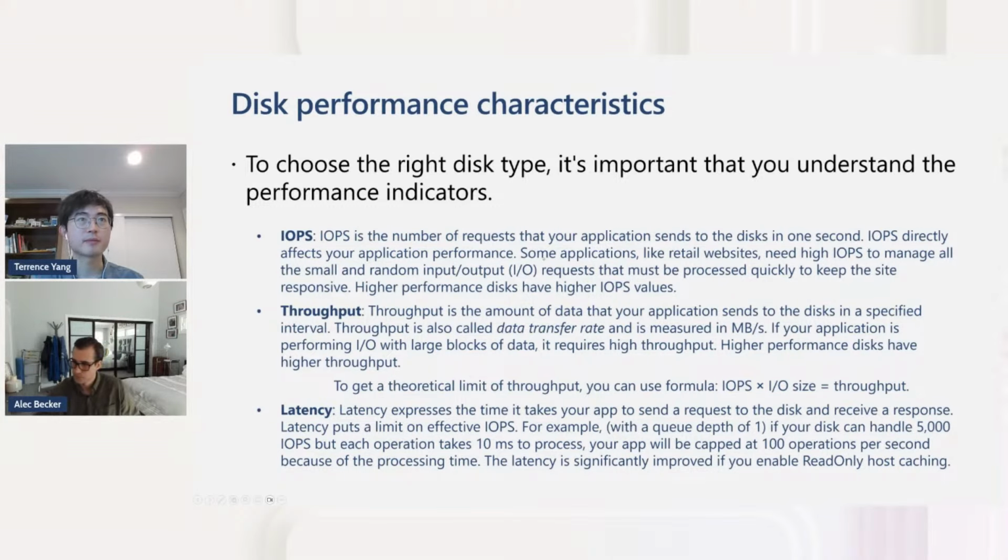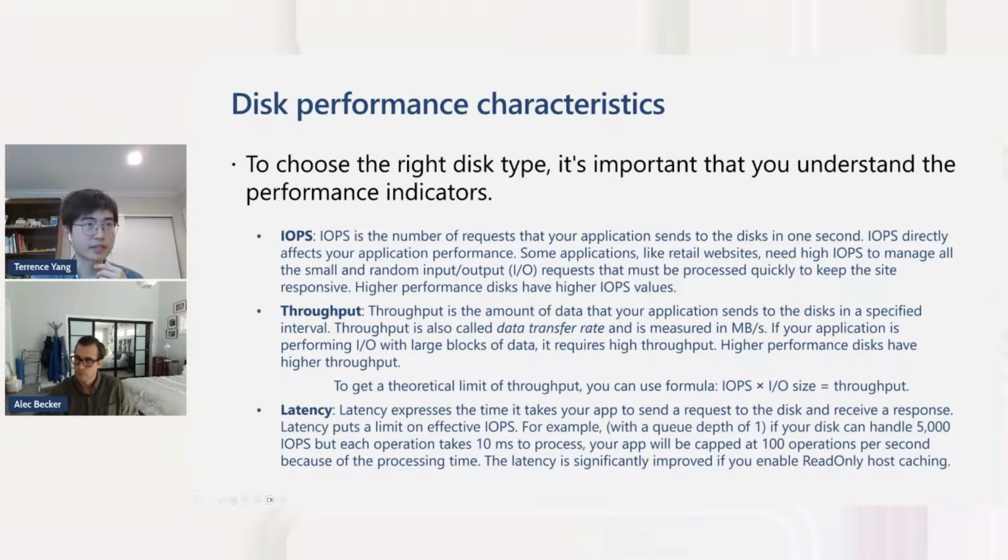Some applications, like retail websites, need very high IOPS because they need to handle a very high amount of transactions and clicks every second. Throughput is the amount of data that your application sends to the disk in a specified time interval. It's also called data transfer rate, and it's measured in megabytes per second.